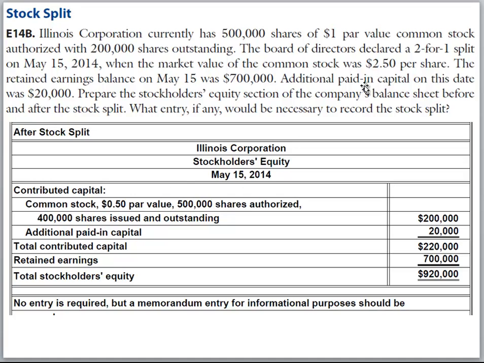So instead of having $2.50 per share, we would have a market value more like $1.25. So sometimes when market values get too high, businesses do a stock split, which brings the market value back low, and more people are willing to buy. You'll notice it says that no entry is required. We do not have a journal entry to record a stock split. We simply have a memorandum entry that explains the purpose of the stock split.